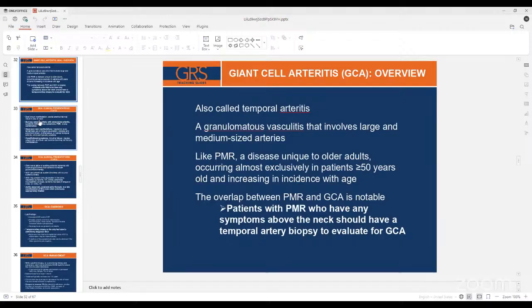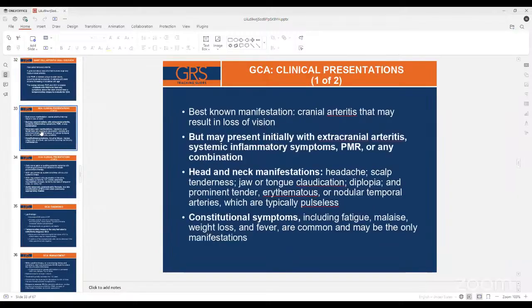Like polymyalgia rheumatica, the disease is unique to older adults and usually affects women more. It occurs almost exclusively in patients above 50 years of age, which is the age where patients are also affected by polymyalgia rheumatica, and the incidence increases with age. So, the clinical findings of giant cell arteritis.